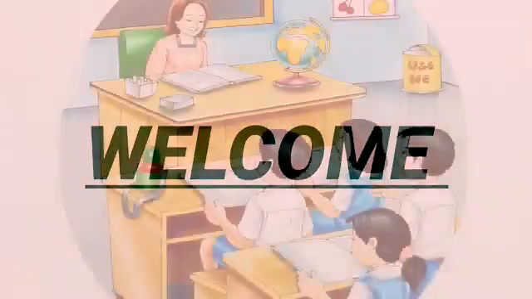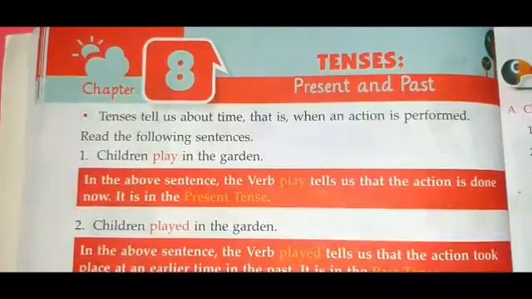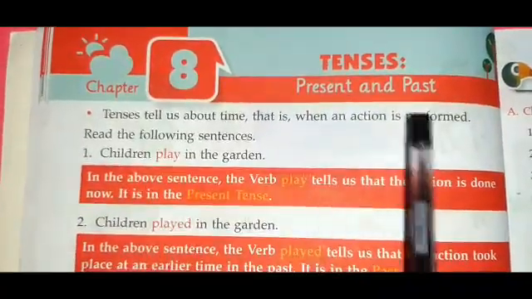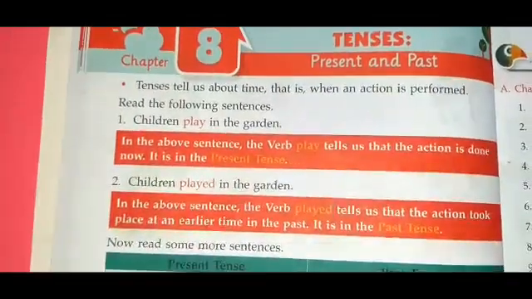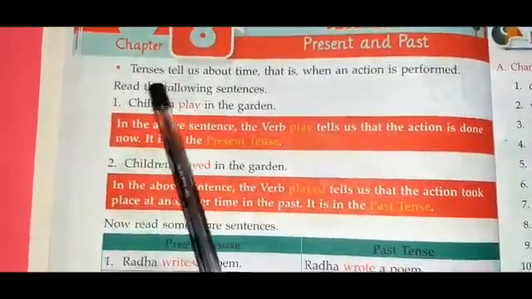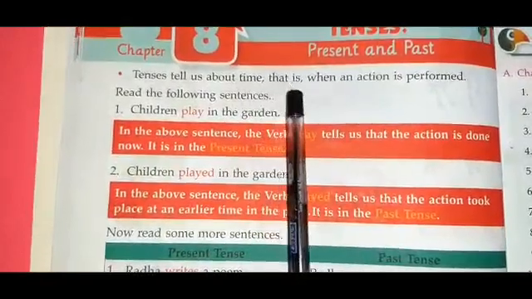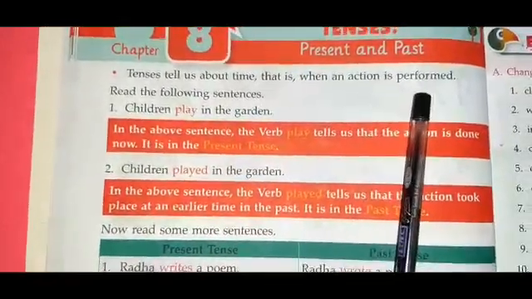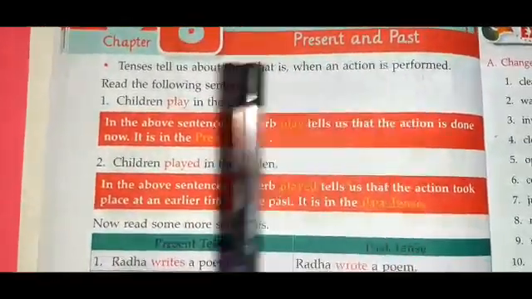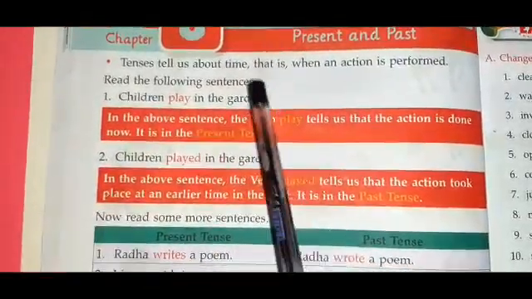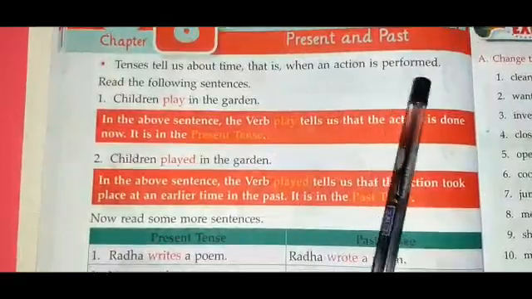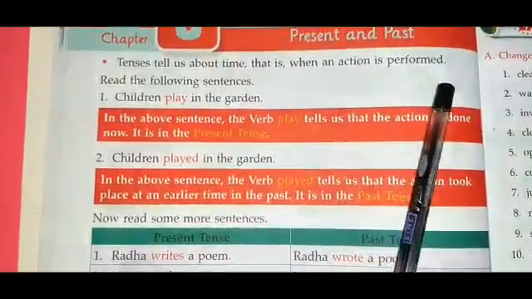Today we'll take up a chapter from our grammar book, chapter number 8, tenses, present and past. Tenses tell us about time, that is when an action is performed. So the tense of a verb shows when something happens, the time, when the action is performed.